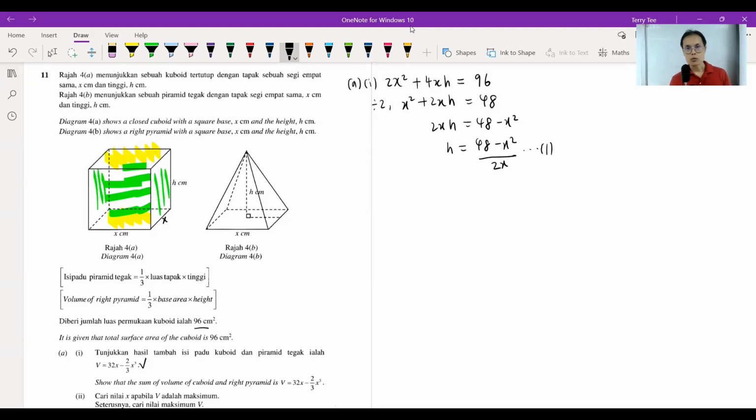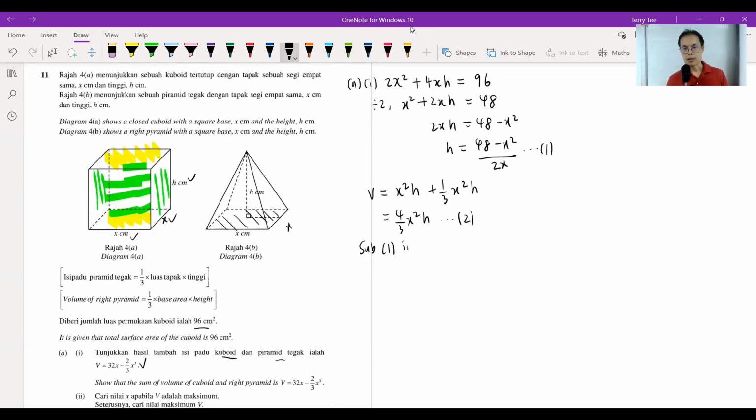Then they say jumlah isi padu, the sum of the volumes of the cuboid and the pyramid. Then we're going to add them up together. So the volume of cuboid, this is not A, sorry, this is B, isi padu, is x times x squared times height, x squared h. As for the pyramid, it is 1/3 times luas tapak, x squared, times height h. Add together: 4/3 x squared h. This is your second equation.